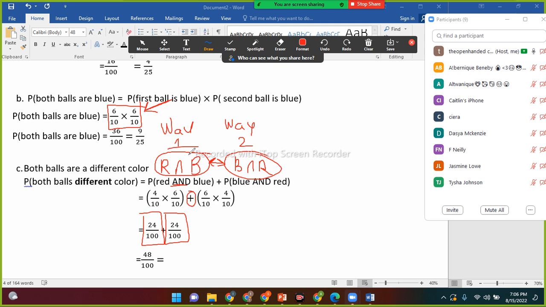Now, when you're looking at these two, these are mutually exclusive. They could never happen at the same time. There's no way you could get red, blue and blue, red in one outcome. It's impossible. So they're mutually exclusive. You cannot multiply mutually exclusive events. You have to add them. This is very important. So make sure you wrap your head around this one, Deja, because that is what the tree is about.